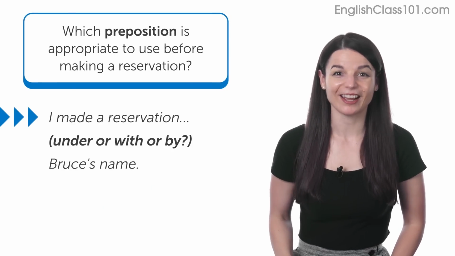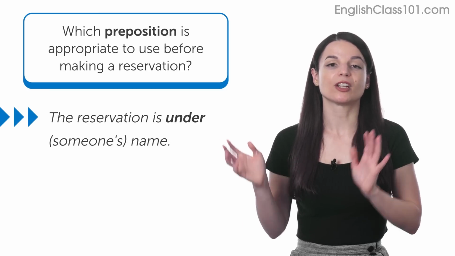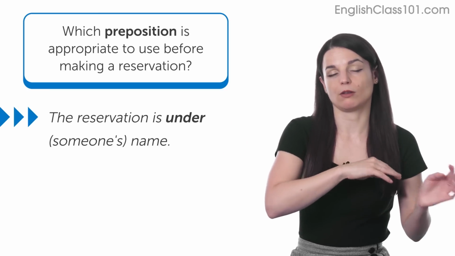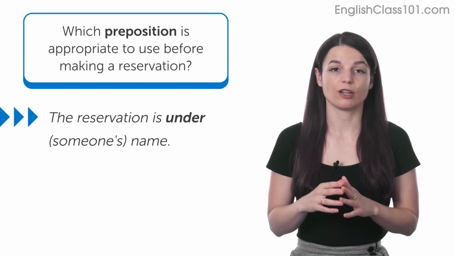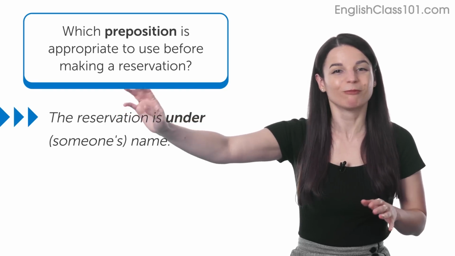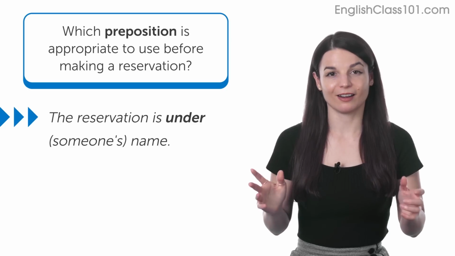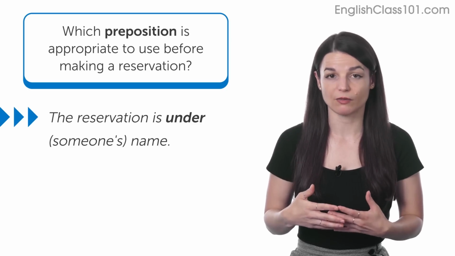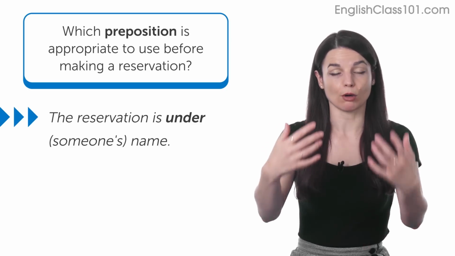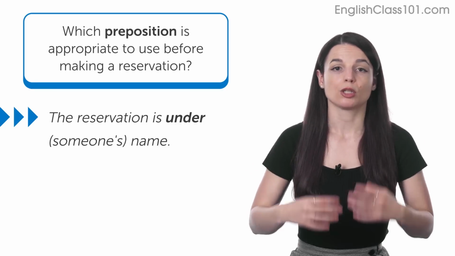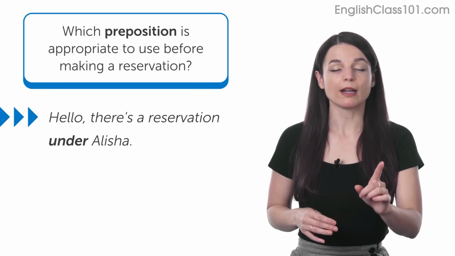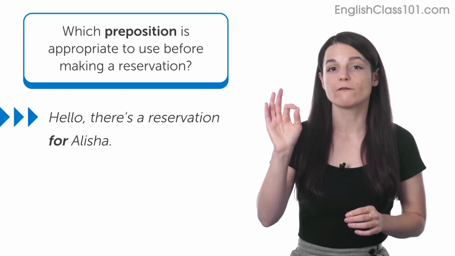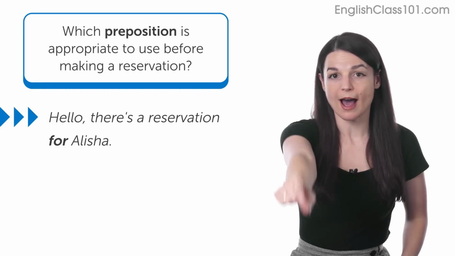Nice question. Yeah, generally we say the reservation is under so-and-so's name. So the reservation is under my name, or the reservation is under his name. The reservation is under my mom's name, whatever. We usually use under to talk about the reservation name. So when you arrive at the hotel, you arrive at the restaurant, you usually say, hello, there's a reservation under Alicia. Or you might also say, hello, there's a reservation for Alicia when we arrive there.